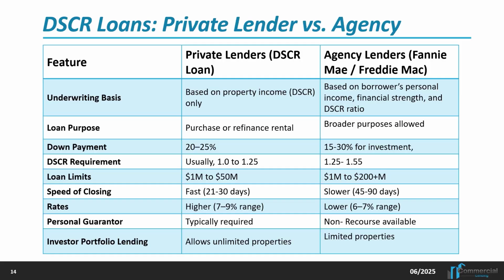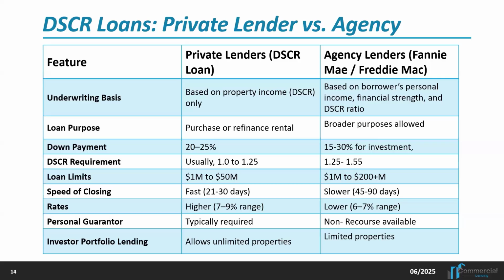Then the DSCR ratio is usually 1 to 1.25 for private lenders, and on the other hand, agency lenders require 1.25 to 1.55. And here we can also see the loan limits could be 1 million to 50 million from private lenders, whereas agency lenders could provide 1 million to 200 million plus. It always depends. And usually private lenders are faster than agency lenders in terms of closing. Even so, private lenders sometimes charge a bit higher rate than the agency lenders.